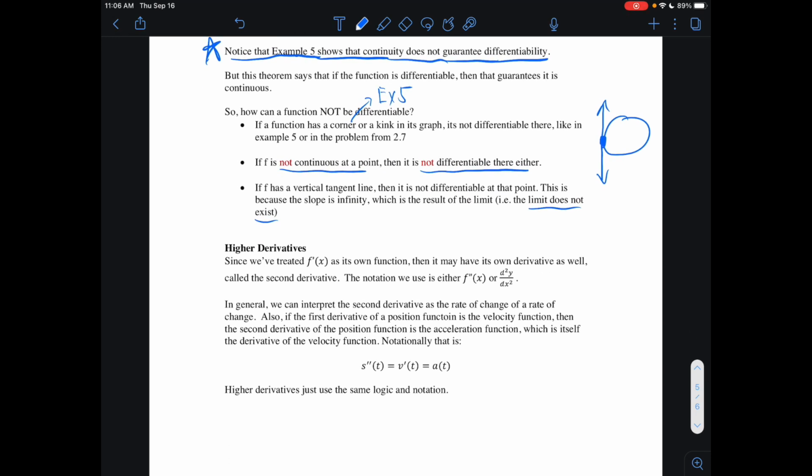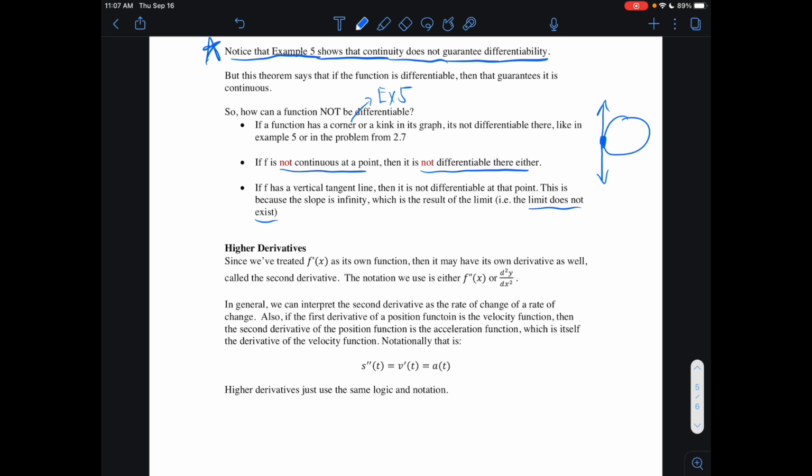And so then finally, higher derivatives. Since we've treated f prime of x as its own function, then it may have its own derivative as well. And we call this the second derivative. The notation we use is either f double prime of x, or in this case, if we're using this dy dx notation, we have d, which looks like it has an exponent, to y, and that's just saying the second derivative of y with respect to x.